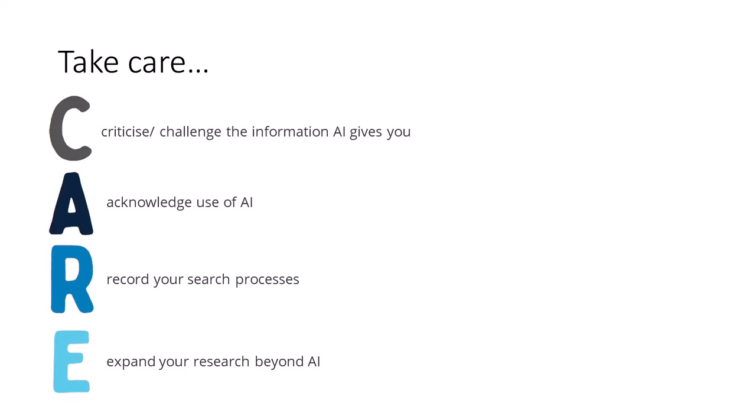So the C stands for criticise or challenge. As we said before, you've got to be able to look at the information that's coming out of AI critically, think what's useful, what isn't, pick and choose what's going to help you. The A is for acknowledge, so any use of AI needs to be acknowledged, whether you're a tutor or a student. You need to be transparent about the fact that you're using it and how you're using it.